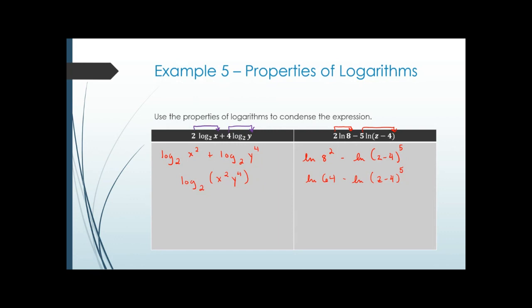So now that I've corrected that, we have subtraction that gets turned into division when we're reversing this. So it's going to be the natural log, and I'm going to make sure I have parentheses so that it's clear. I have 64 on top, then z minus 4 to the 5th power in the bottom. That's as condensed as we can get. And so that would be your final answer there: the natural log of 64 over z minus 4 to the 5th power.